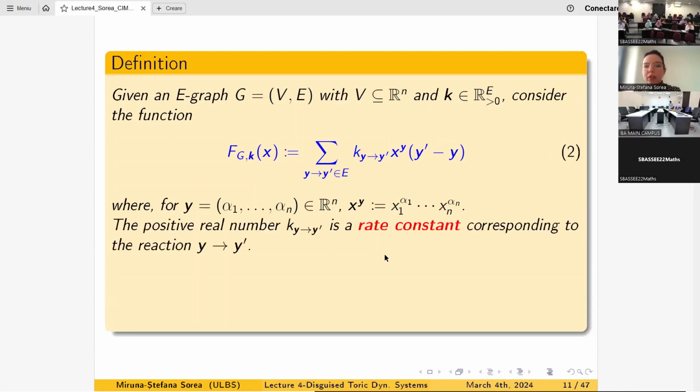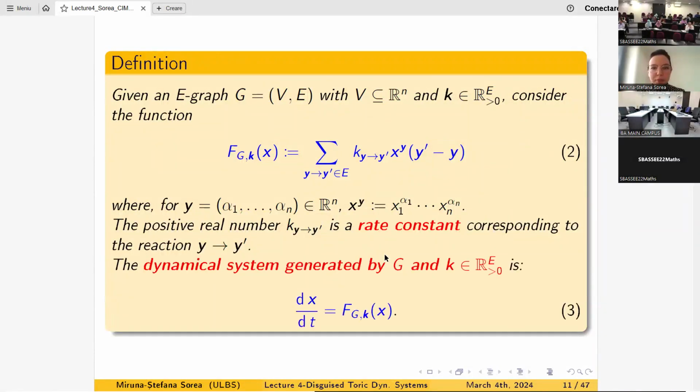And recall that these parameters Kij are called rate constants in the literature of chemical reaction networks. We see them as parameters. And now the very important definition: the dynamical system generated by a graph and a vector of rate constants, parameters K, is, as we saw last time, dx over dt equal to this right-hand side. This is exactly what we saw. From now on we say that the dynamical system is generated by a graph and a vector of k's.